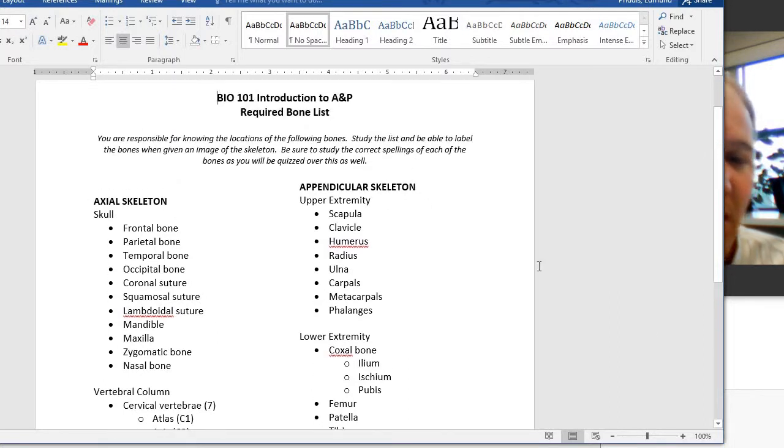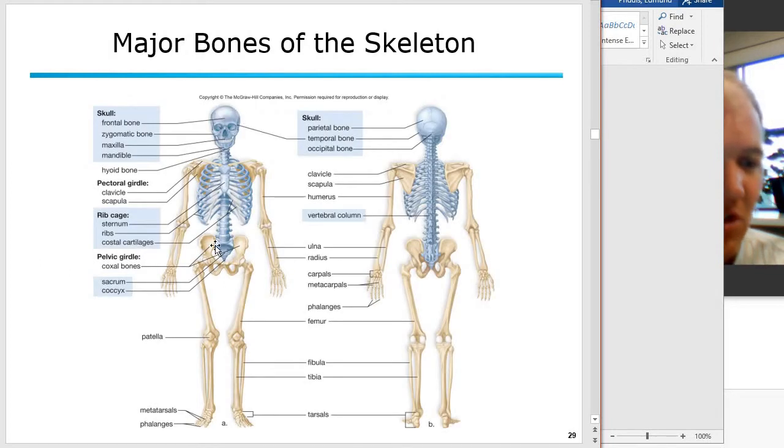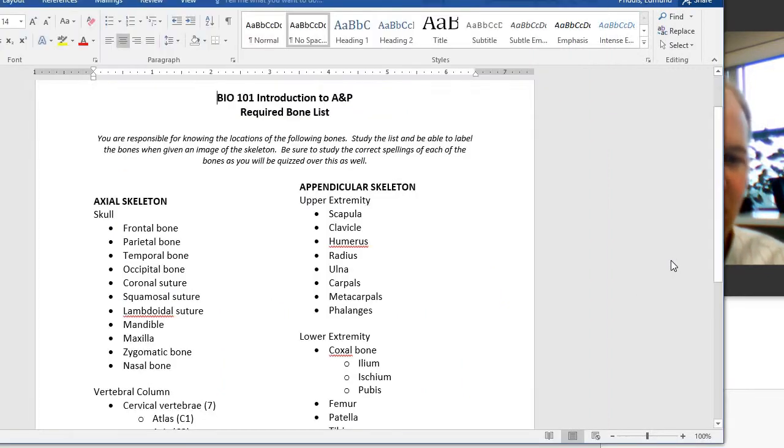There's the axial skeleton and the appendicular skeleton. I do want to talk about that just briefly. The axial skeleton makes up everything shown here in this figure in blue. Axial means it's going right down the middle: our skull, our thoracic cavity, and our vertebral column. The appendicular skeleton is everything shown in the normal bone color, yellowish-whitish: our arms and our legs and the girdles that hold them to the axial skeleton. That's why we have the two lists here.